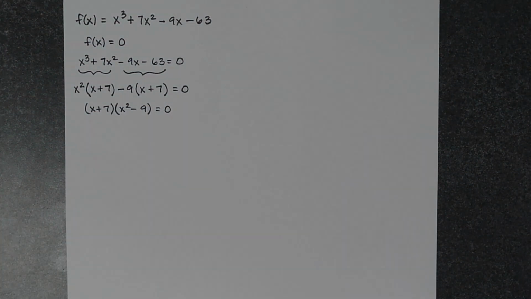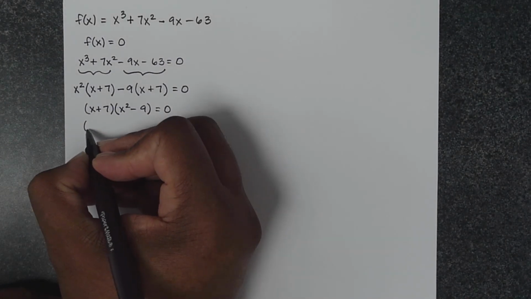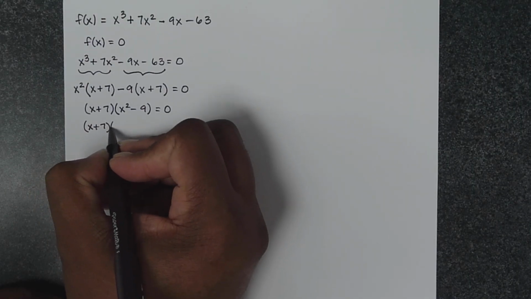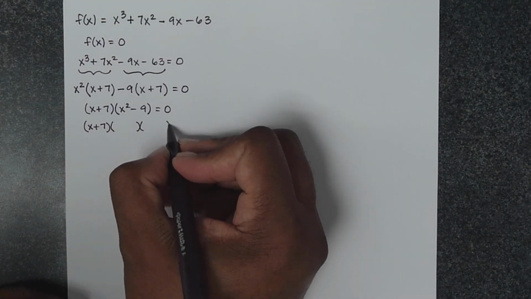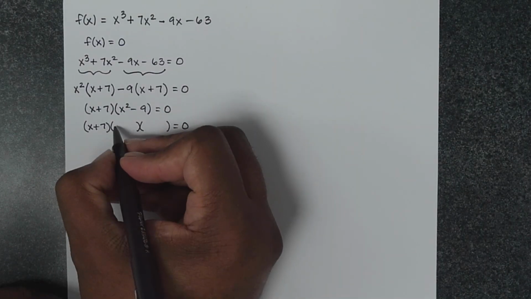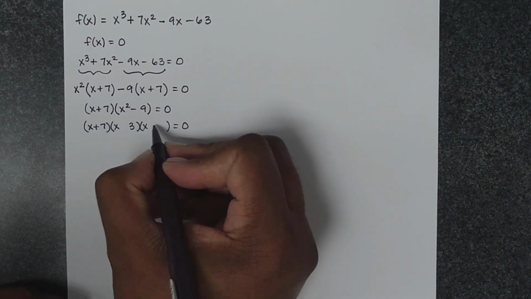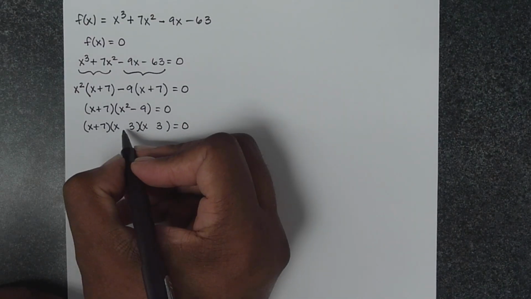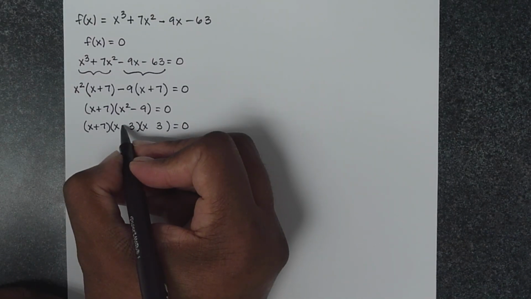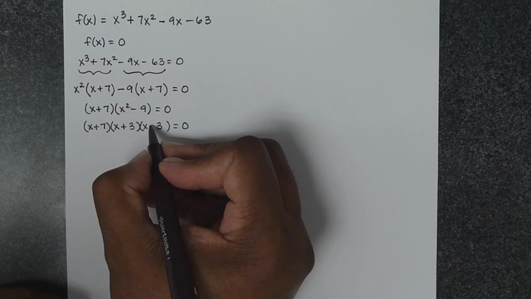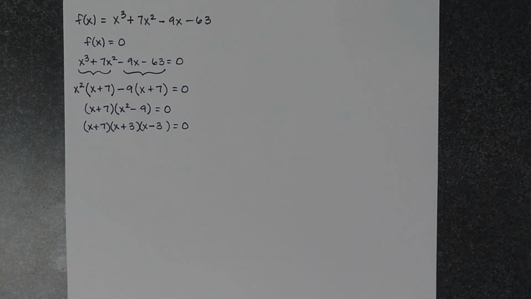And that's equal to 0. Well, x squared minus 9 is a difference of 2 perfect squares. So if I bring this x plus 7 down, I can factor x squared minus 9 as this. The x squared breaks up as x and x. 9 is a perfect square because 3 times 3 is 9. Since it's a difference of perfect squares, one has to be plus, the other one has to be minus. So factoring completely, I have x plus 7 times x plus 3 times x minus 3 is equal to 0.